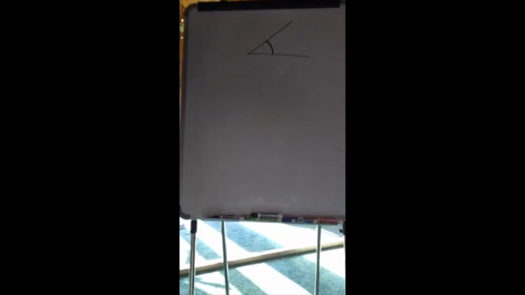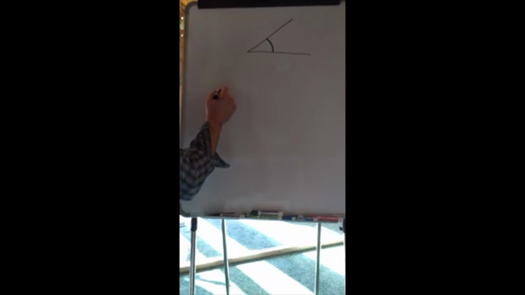So remember, an angle is created when two lines intersect. So this line and this line hit each other and create an angle. Now, we can measure that angle using a protractor. So, specifically I want to discuss three kinds of angles.